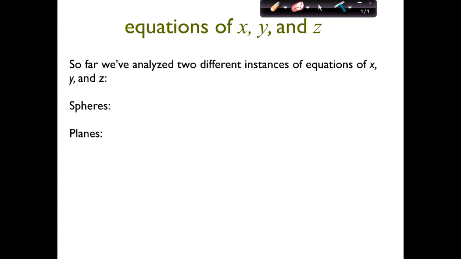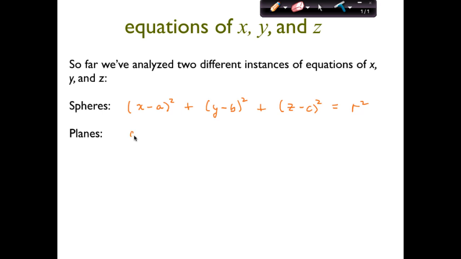So I was going to write down the standard equations there, so I'll do that fast. Spheres, what's the standard equation? Right: x minus a squared, y minus b squared, z minus c squared equals r squared. A, b, and c was the center. R is the radius.